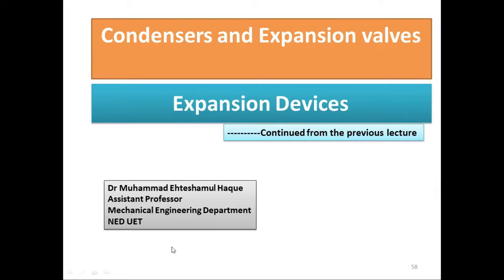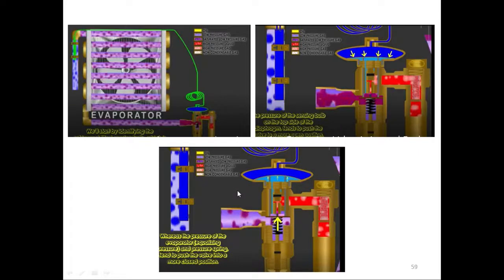So what we had discussed was the capillary tube as an expansion device, and next we were discussing the thermostatic expansion valve. So this is what we were discussing last time. The thermostatic expansion valve is installed between the evaporator and the condenser. Let me show you that.